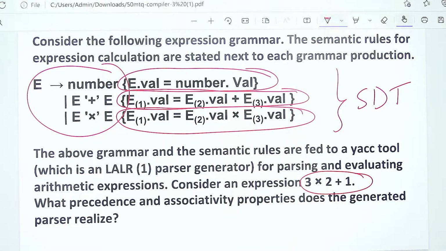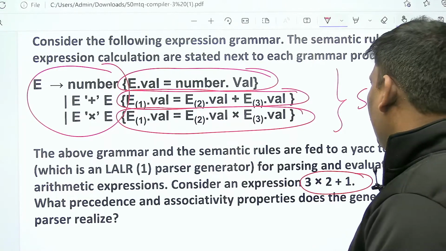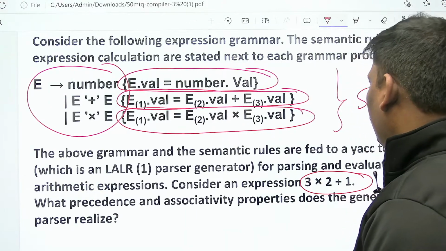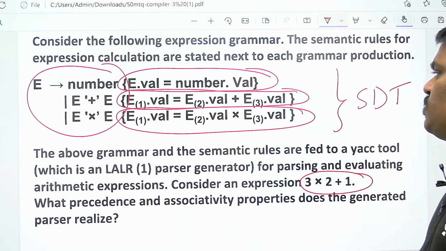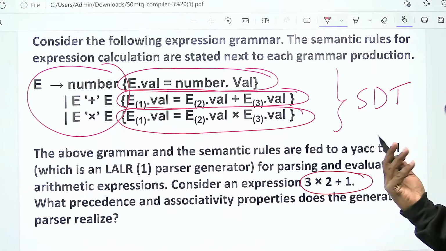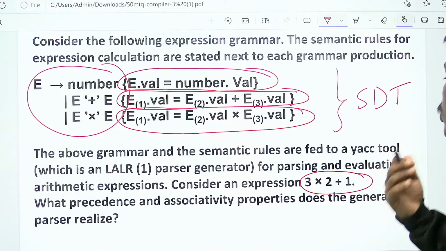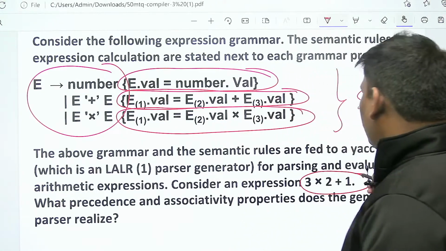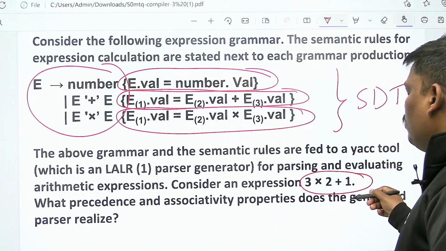For the given grammar and this expression, between the star operator and the plus operator, which is the highest priority? Normally in C programming, star is the highest priority and plus is the lowest. But in this grammar, all have the same priority. So how to evaluate this expression? Associativity is also not there. That is the reason it is an ambiguous grammar. Given grammar is ambiguous means for the given expression, multiple parse trees and multiple answers are possible.